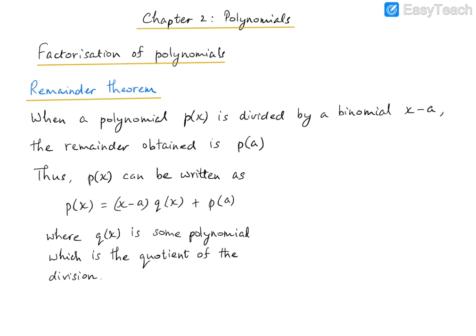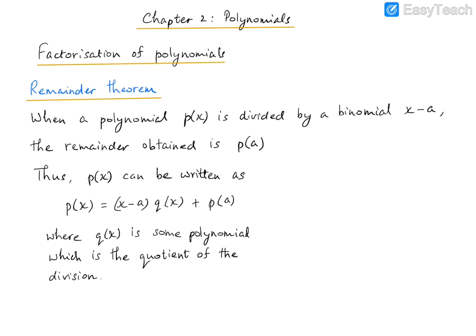Now, what does the remainder theorem say? If we have a polynomial p of x that is divided by a binomial, say x minus a, where a is any real number, then the remainder theorem states that the remainder is given by the expression p of a. That means whatever this a is in x minus a, we substitute that a in the polynomial expression p of x, and we get p of a, which gives us the remainder of that division.